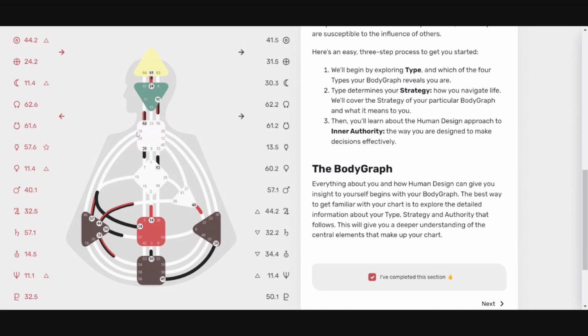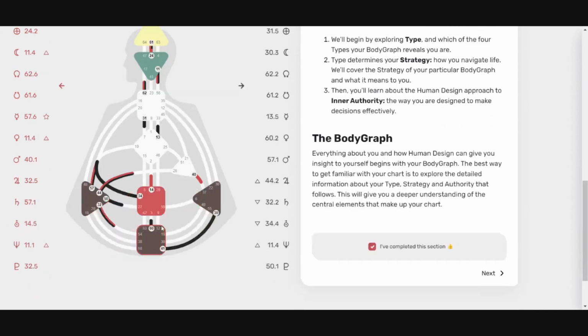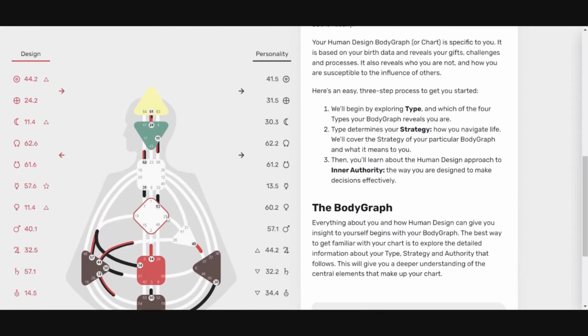So these are the gates again, and then these are the channels. Remember, the only way that a center is activated is if it's connected to another center by a channel. These channels are going to mean something different as well. Like, this is the channel of awareness. We're going to go through all of those things and what they mean. I believe that is all I want to share for now. We're just going to go through the basics.